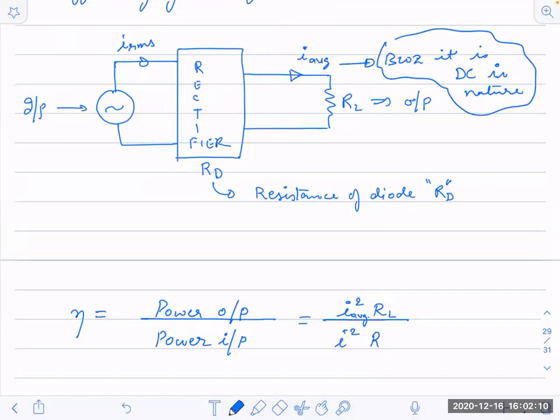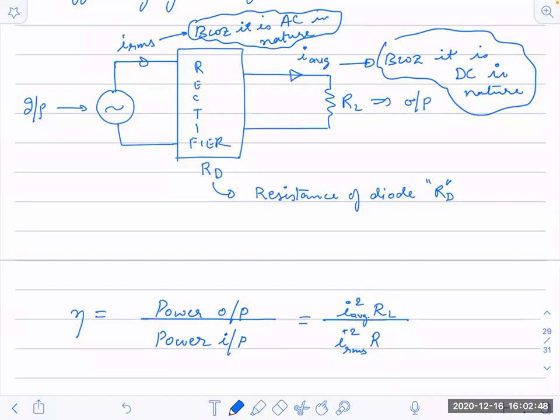For AC currents, for an AC supply, we generally try to write down the formula in terms of RMS. So this has to be the RMS value. That's why RMS, because this current is AC in nature. And because the output side is DC, that's why we are taking the average current.